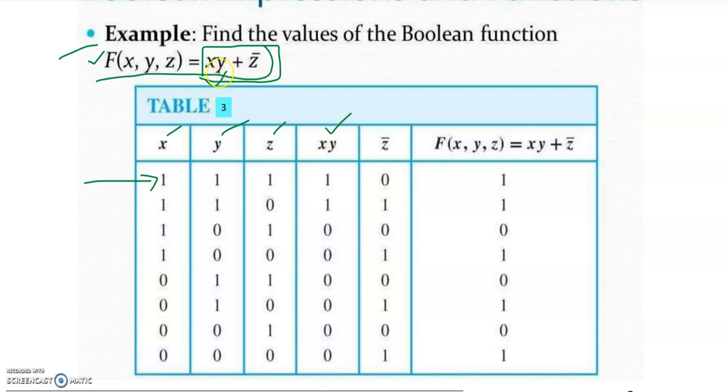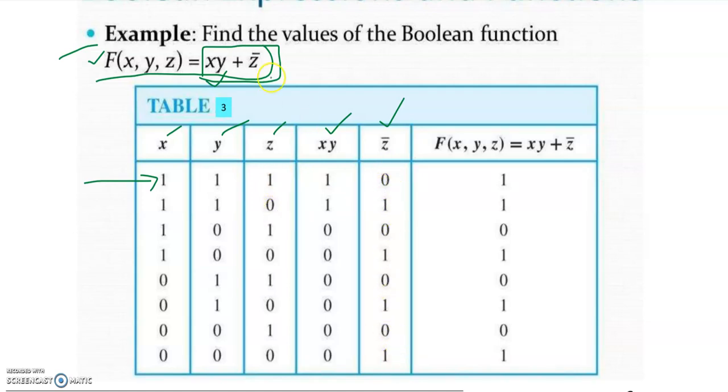Then what is z bar? The complement of z. You see in column 3, this is column 3, you have all values of z. Now what you write here, z bar, which means the complement of z. So if z is 1, the complement is 0. If z is 0, the complement is 1. Like that you have to fill this column.